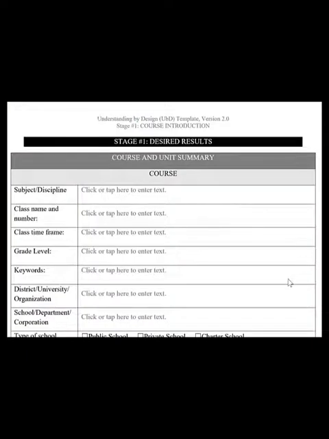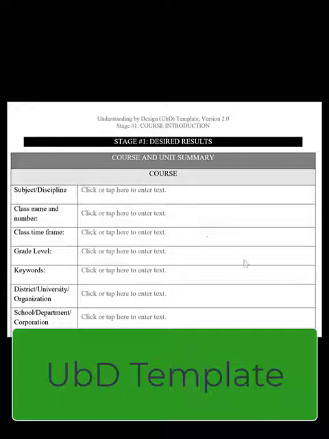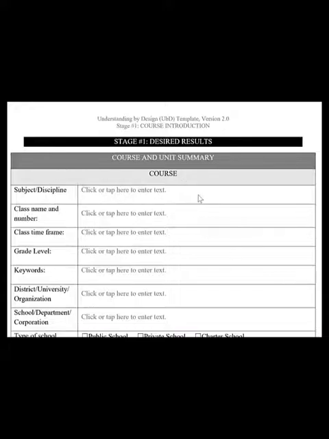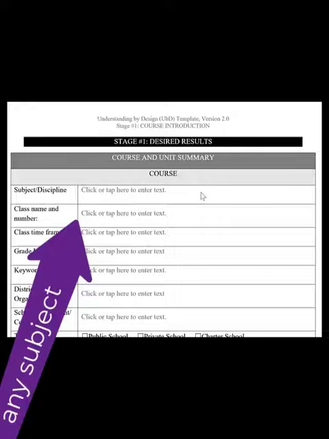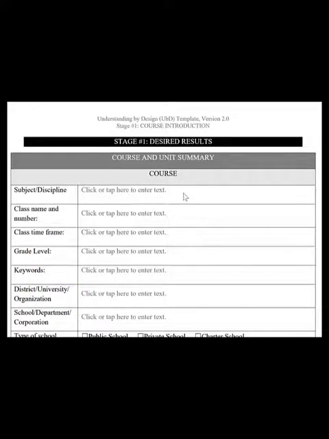We're here to show you today the UbD template number 1. Let's get started. We're going to use various different types of classes when we discuss this template. So if we look here under our course as we fill out stage 1, we have our subject or discipline. It could be anything in a school setting, anything related to business or to medical school. So if our subject or discipline is OBGYN and our class number is 8020, our class time frame could be 6 weeks. But if this specific class is only 1 hour, that's what we put there.